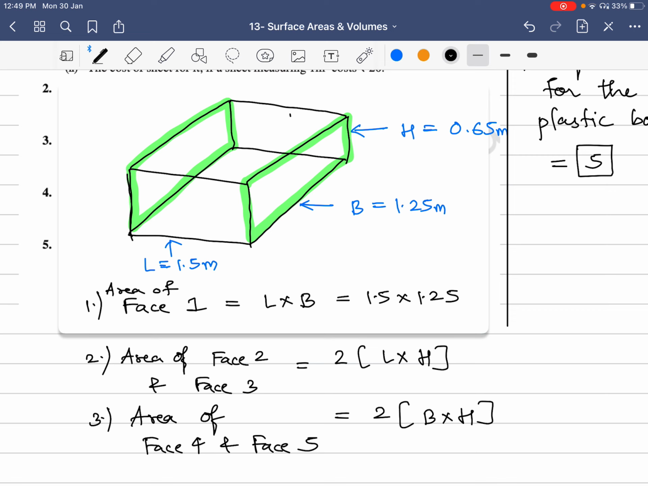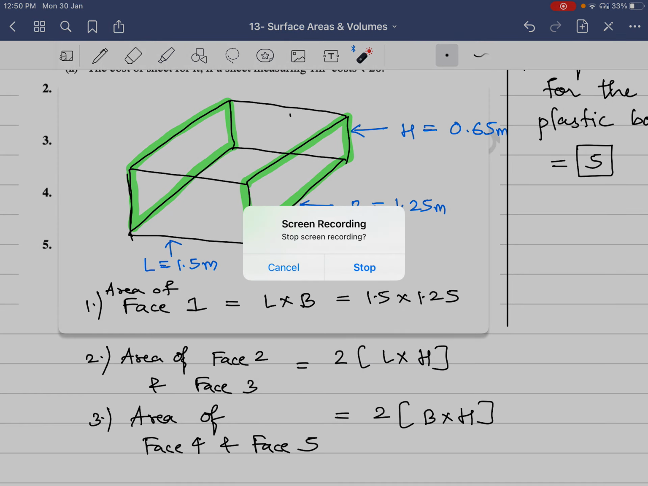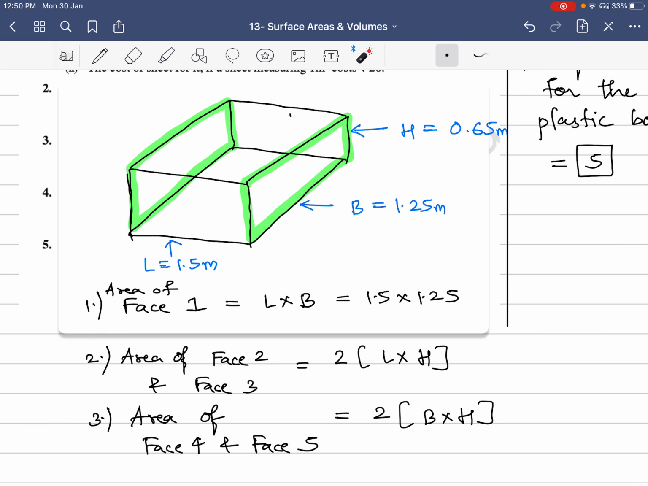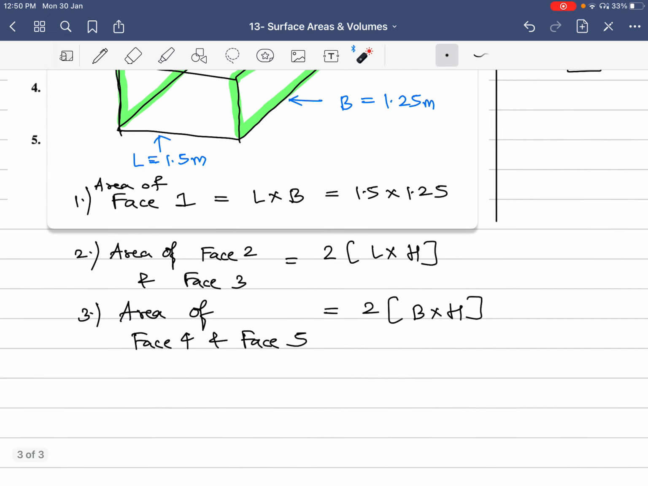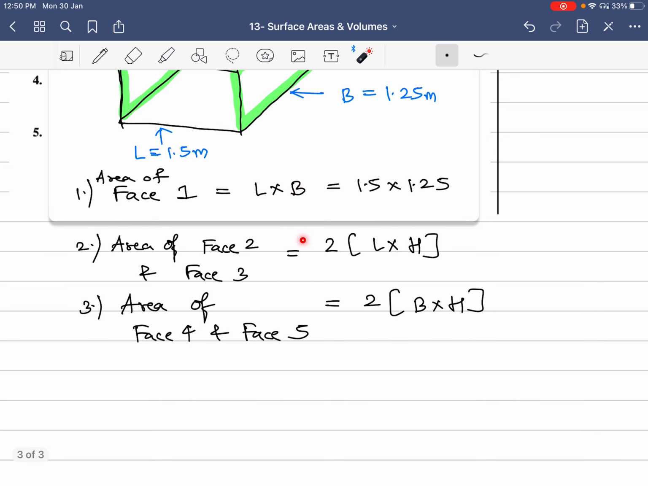So thus, for this plastic box with the open top, that's very important information, with the open top, we have the areas of all the 5 faces. L into B, which is just one face, which is our base. Then we have this 2 L into H, and we have 2 B into H. So that's it. The area of the sheet required for making the box, which is equal to the total surface area of this plastic box, is going to be the addition of these 5 faces.